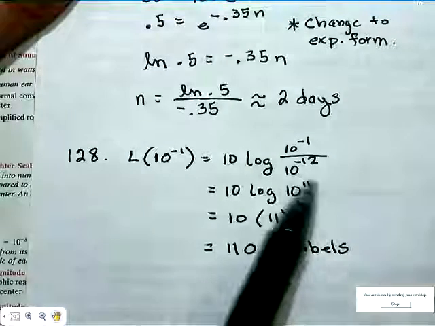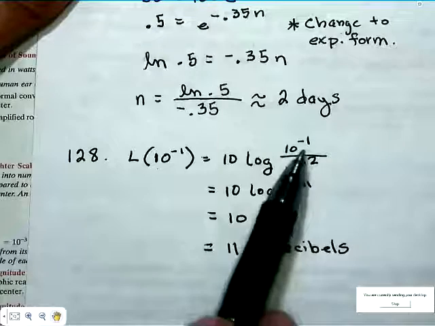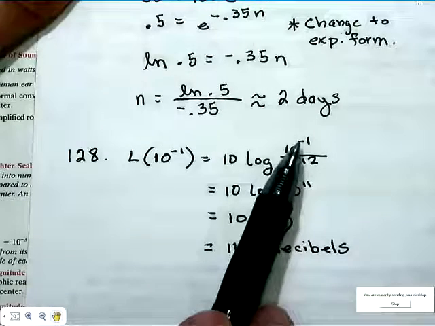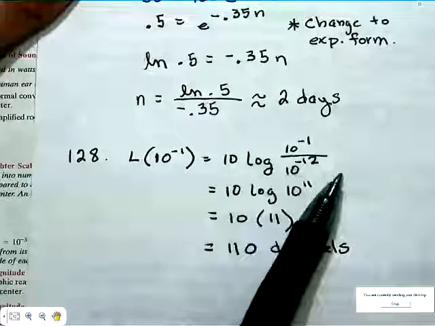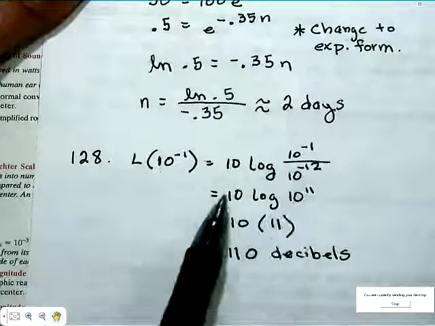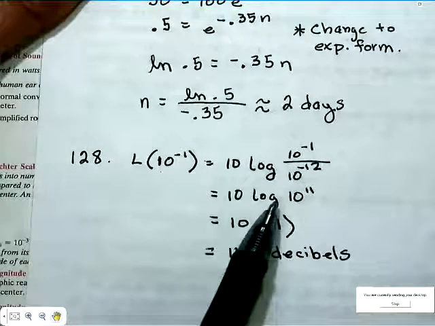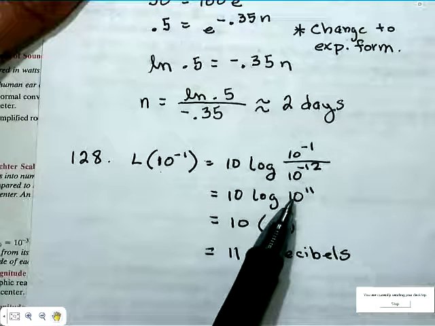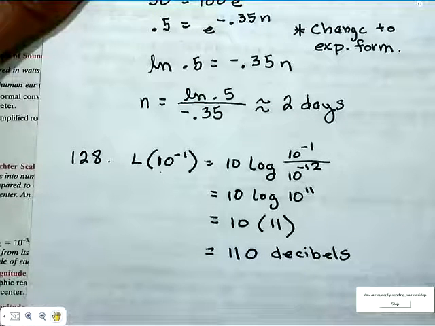But you had to get that 11 by subtracting -1 minus -12. Once you had that 11, yes, you can multiply that exponent times 10, because that's what log base 10 of 10 to the 11th means.